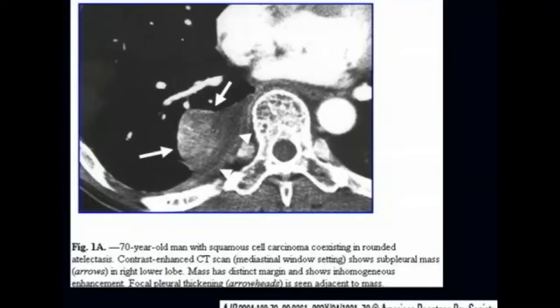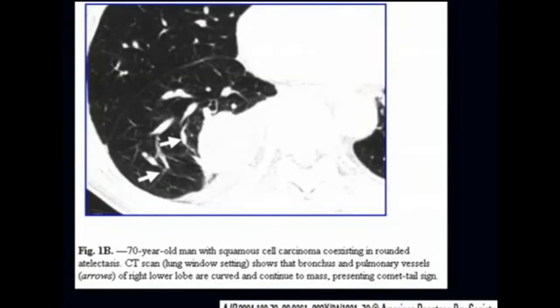Okay, this is the actual article showing the uniform enhancement of the pleuroma, and a very classic squirrel-like figure. This should have been standard round atelectasis. It wasn't because the patient was symptomatic.